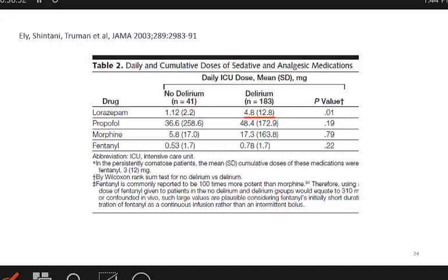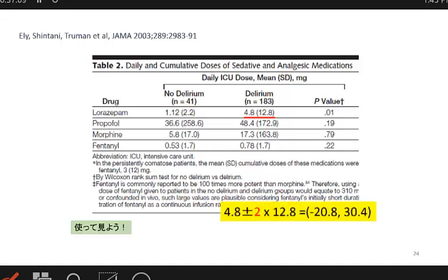So what does this mean? 12.8 is the standard deviation. In order to make use of this, what you do is times two. So what is times two? I deleted all Japanese from my slide, I had one left. So this is a range. Does this make sense? 95% of observations are falling within the range of minus 20.8 to 30.4. We are talking about the dose of a drug.